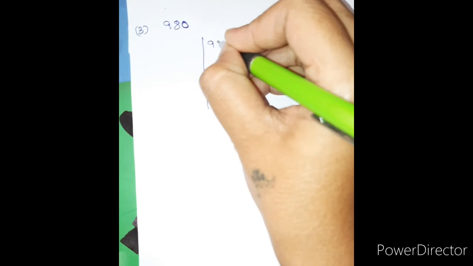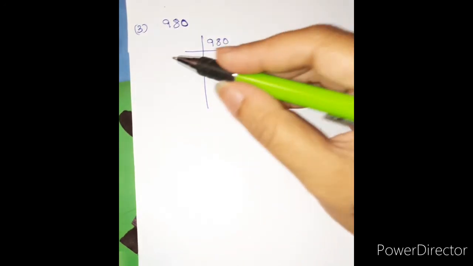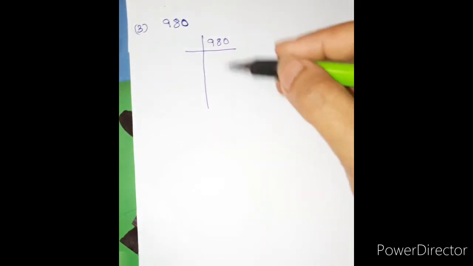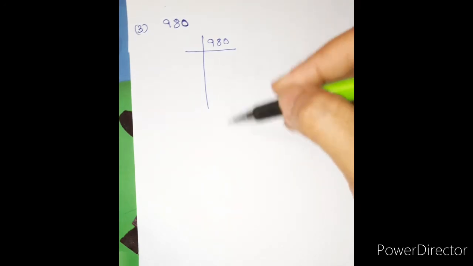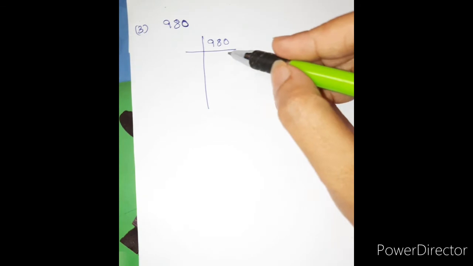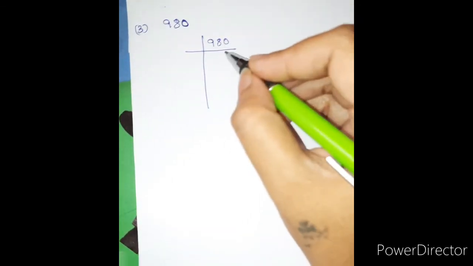Now let's do the third example. We have 980 with us. Draw the line, write 980. Draw the second line down, horizontal. One is vertical, one is horizontal, because we separate the prime numbers with its factorization, how it is getting divided.